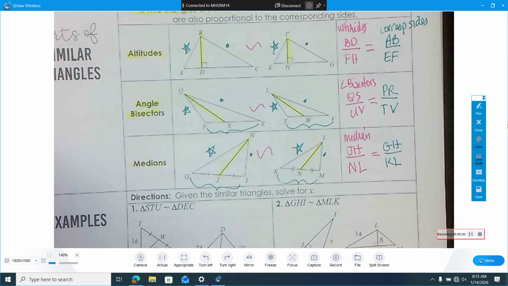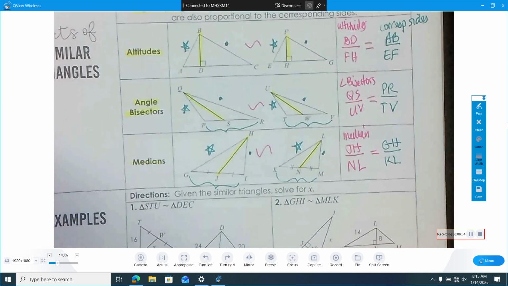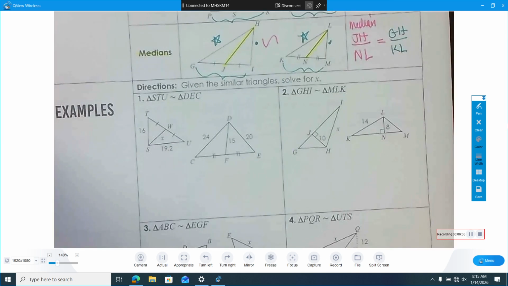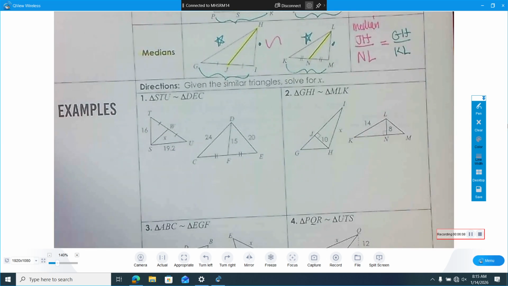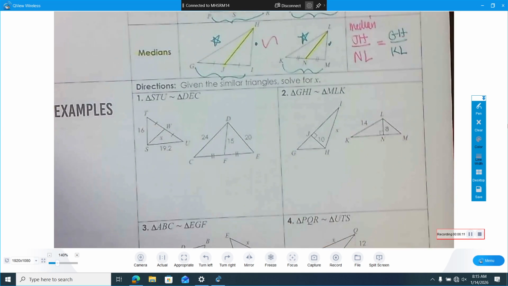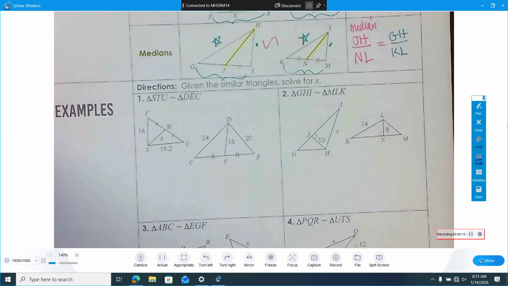And again, that just goes back to the nature of similar triangles. They just create proportions all over the place. So let's just practice a little bit. These are not the big focus here. Here, given similar triangles, solve for x.